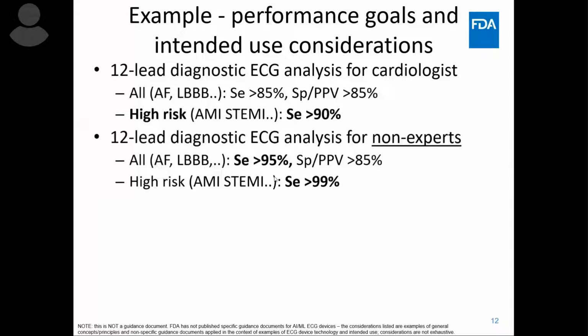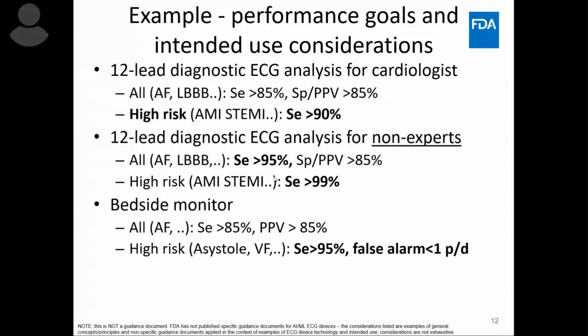Similarly, if you have a bedside monitor, you can set the same default threshold of 85%, but in this case, you may want to have higher thresholds for asystole, VF, and all the other conditions where you may want to have a prompt intervention, at 95 or 99% for example. You also want to set some thresholds for false alarm rate in this case, because you don't want to alarm 50 times a day for each patient, because nurses are not going to be really happy about that.